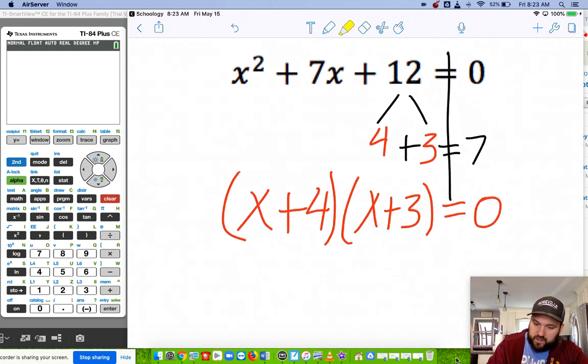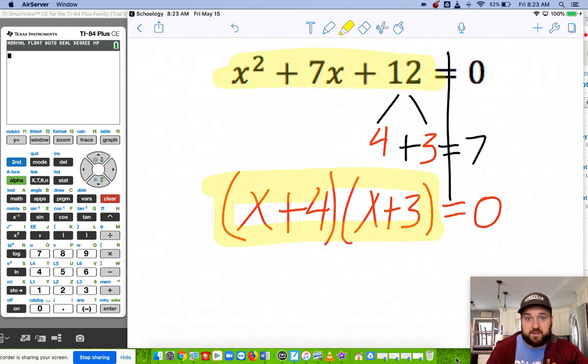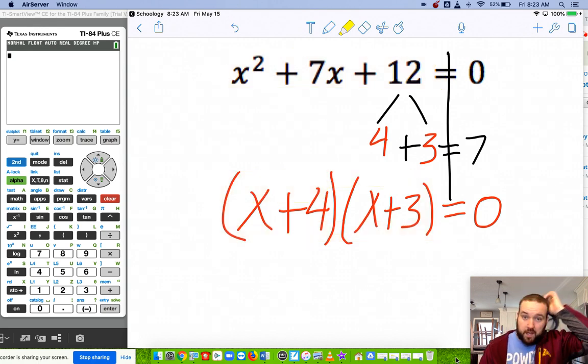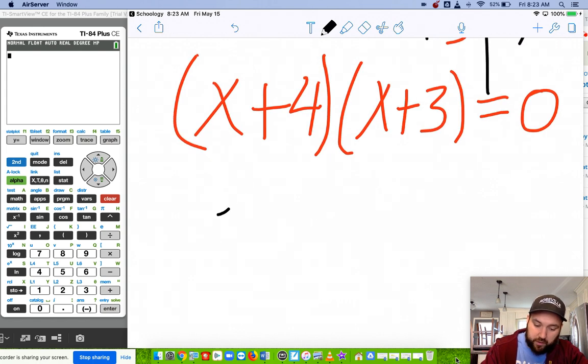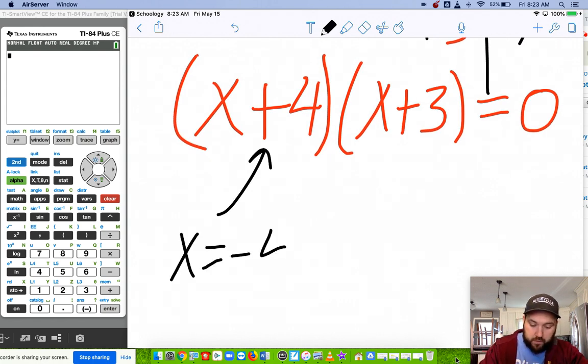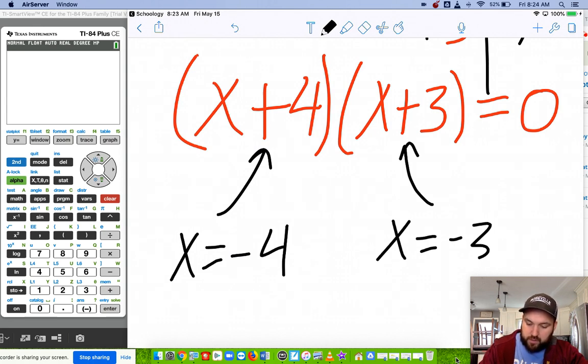Just to reiterate, all we're doing is, if you were to multiply those two sets of parentheses together, you would get this. So I haven't actually solved the equation at all. I'm just rewriting it. I'm factoring the left-hand side, but now that it's written as two sets of parentheses, I can go ahead and use that zero product property that we just learned about. What number plus 4 would make 0? Well, that would be negative 4. What number plus 3 would make 0? Well, that would be negative 3.